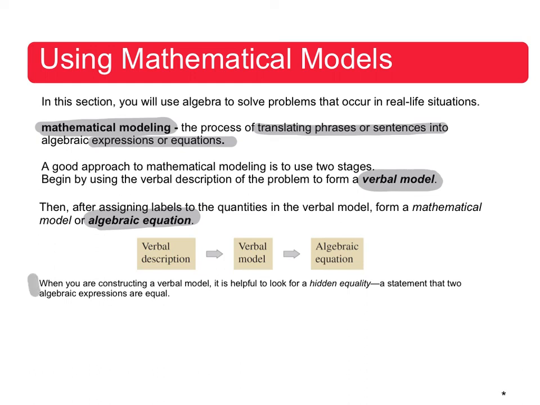And then there's a little note down here at the bottom that says when you're constructing a verbal model, it's helpful to look for hidden equality, which is a statement that two algebraic expressions are equal to each other. So we want to use the words and pick out what words are telling us that two things might be equal.